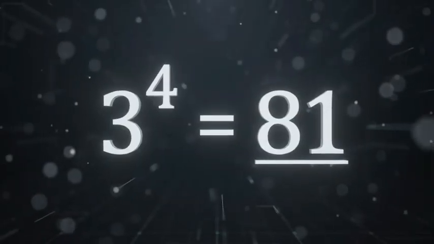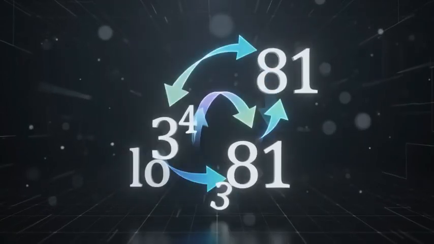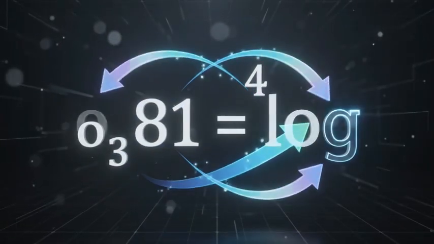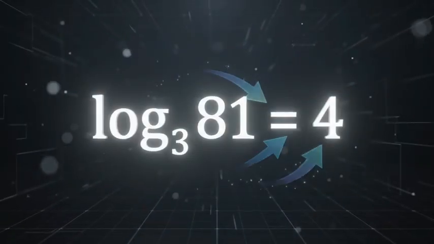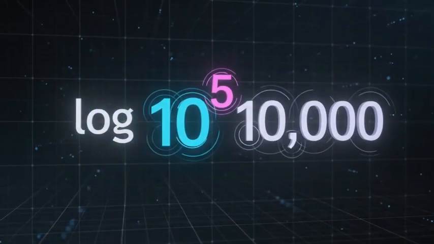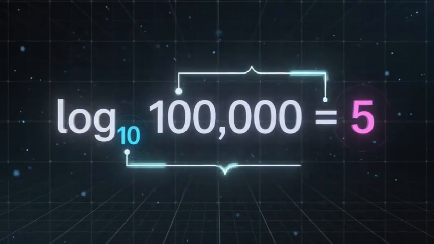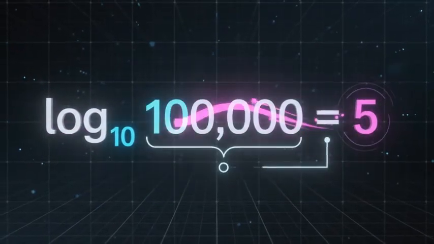You can easily convert between exponential and logarithmic forms. 3 raised to the 4th power, 81, is exactly the same as log base 3 of 81 equals 4. Likewise, 10 to the 5th power equals 100,000, so the common logarithm of 100,000 equals 5.